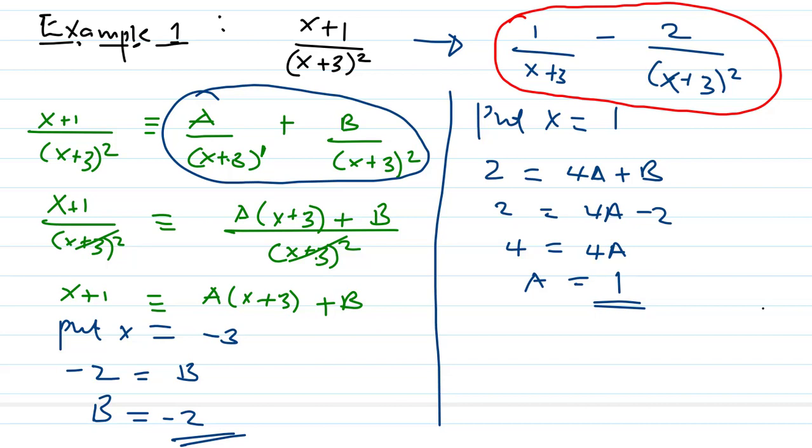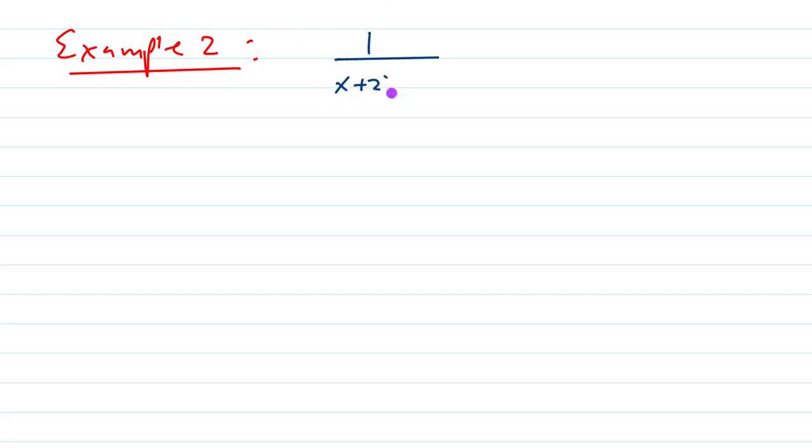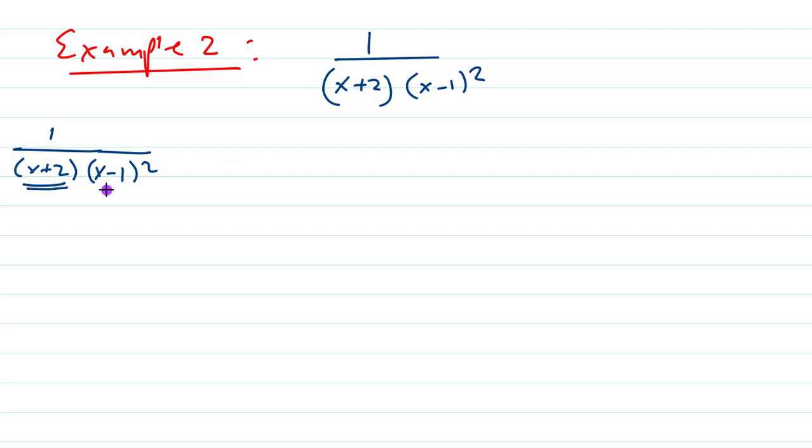Let's go ahead and do one more example here. So I'll take another example, example 2, and in this example I'm going to have 1/((x+2)(x-1)^2). So 1 divided by (x+2)(x-1)^2. As you can see, this is a linear factor, and this is a linear factor, but it's actually repeated because it's squared here.